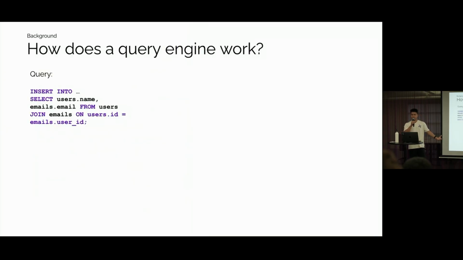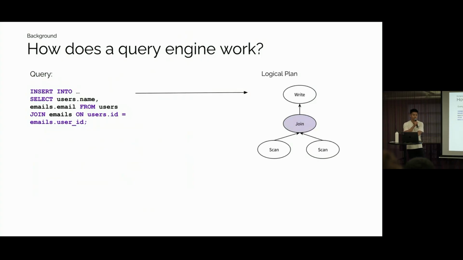First, let's go into a bit of background from a little database class. How does a query engine work? So let's take this query. We're selecting some names, emails, performing a join on 2 different tables, and we write that into some other table. What the query engine is going to do is take your query and translate it into what we call a logical plan. These logical plans are represented as a tree, with each node being an abstract operation that the user requested.